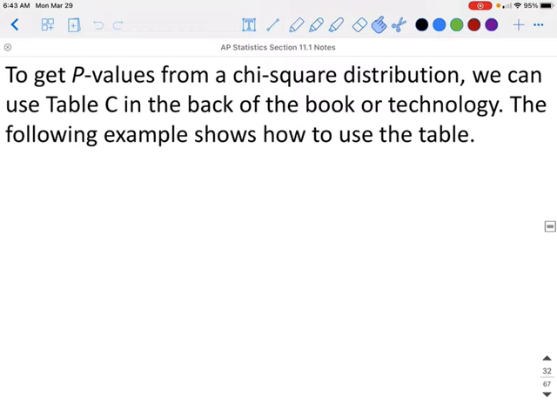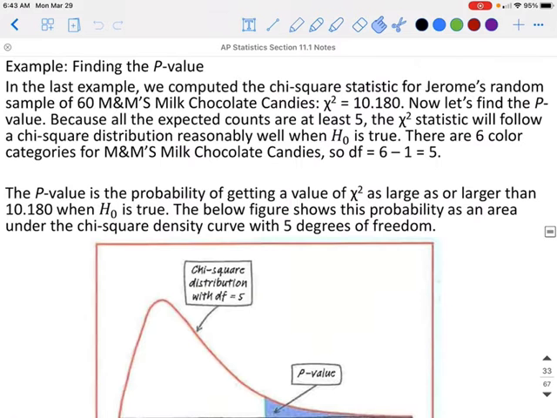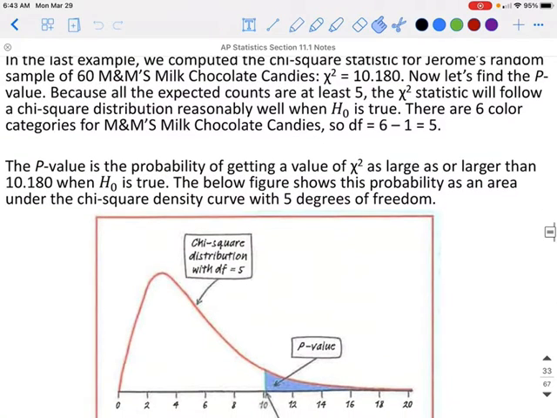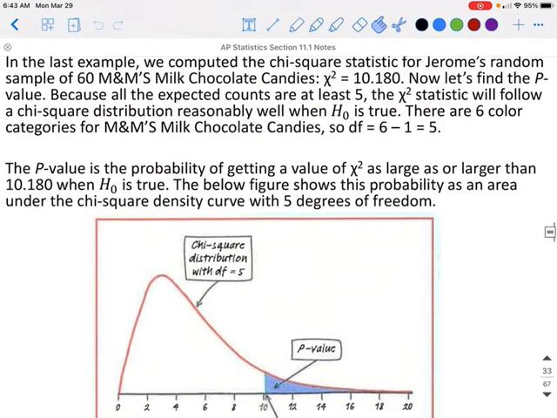To get p-values for the chi-square distribution, we can use Table C in your packet of tables, or you can use technology. The following example shows how to use the table. In the last example, we computed the chi-square statistic for Jerome's random sample of 60 M&Ms to be chi-square equals 10.108. Now let's find the p-value. Because all the expected counts are at least 5, the chi-square statistic will follow a chi-square distribution reasonably well when the null hypothesis is true.